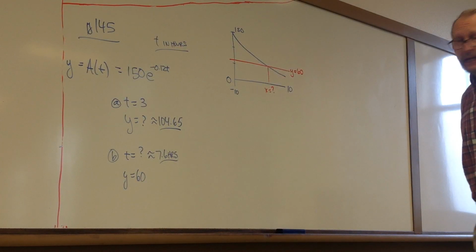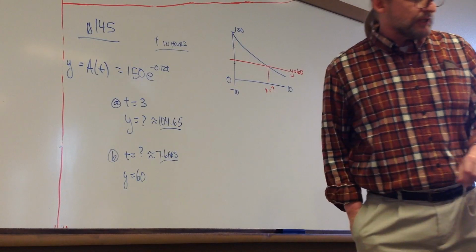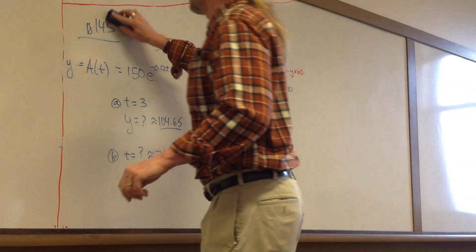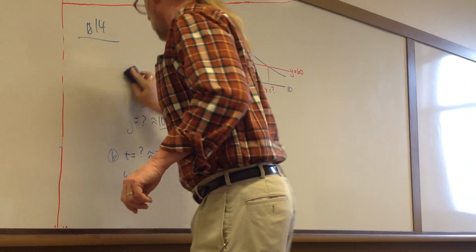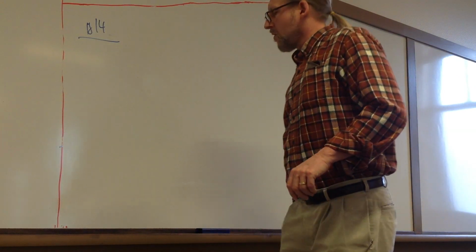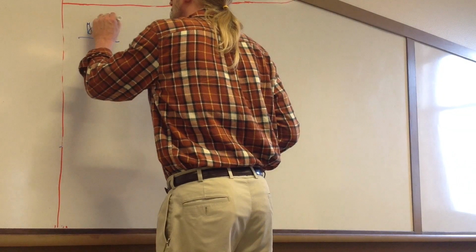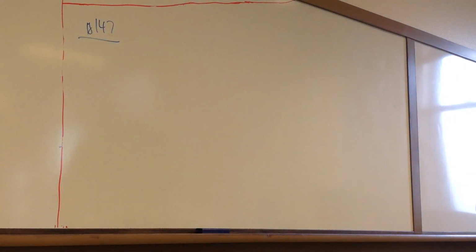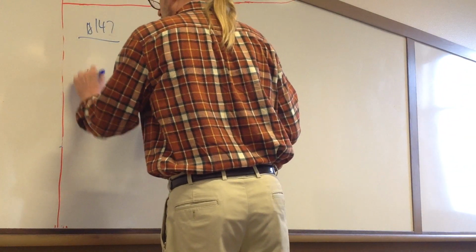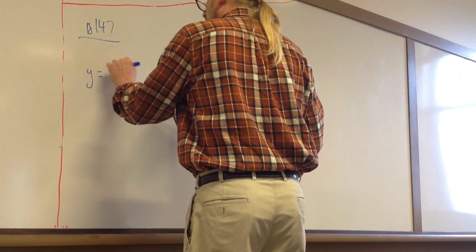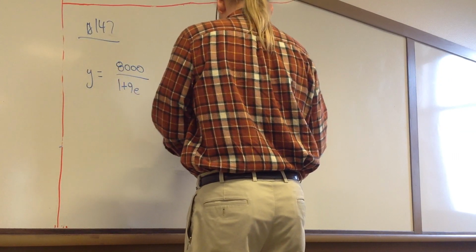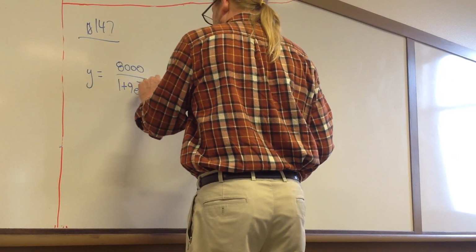Now let's take a look at another example. This is a logistic function. This one's on page 147. So let's see what this one looks like. Okay, so on page 147, this is a deer population on a nature preserve. We've got y equals 8,000 over 1 plus 9e to the minus 0.2t.